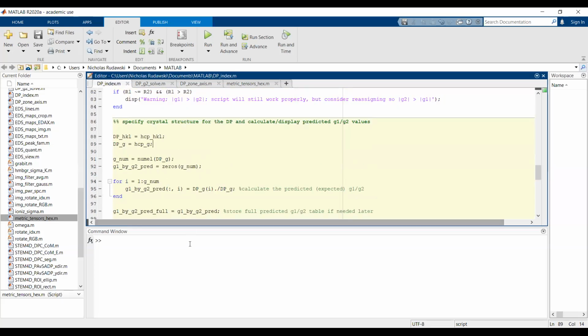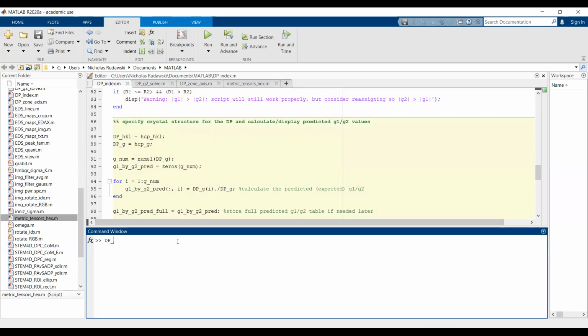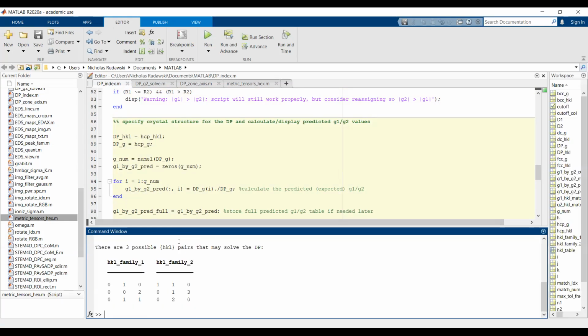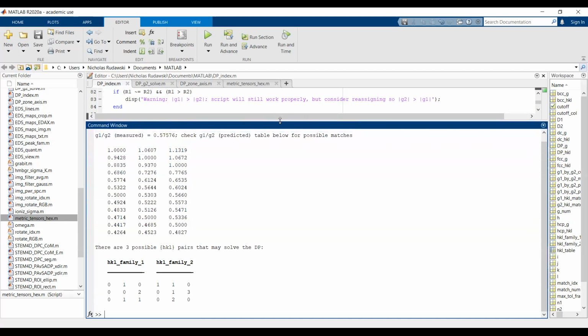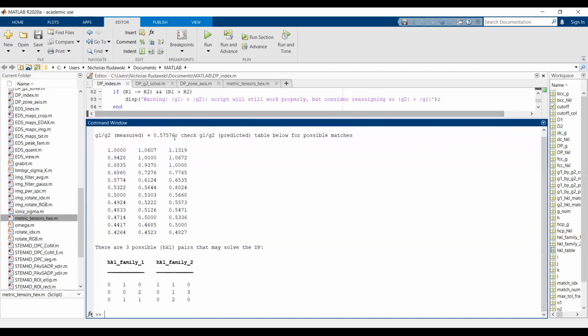All right, so let me go ahead and run this and we'll see what we get here. Save. Okay. DP index. And there we go. So what do we got? Now if you remember back to the video on the cubic crystals, you remember that this is basically the same ratio we were getting for those patterns as well, which makes sense. The arrangement of the spots is the same.